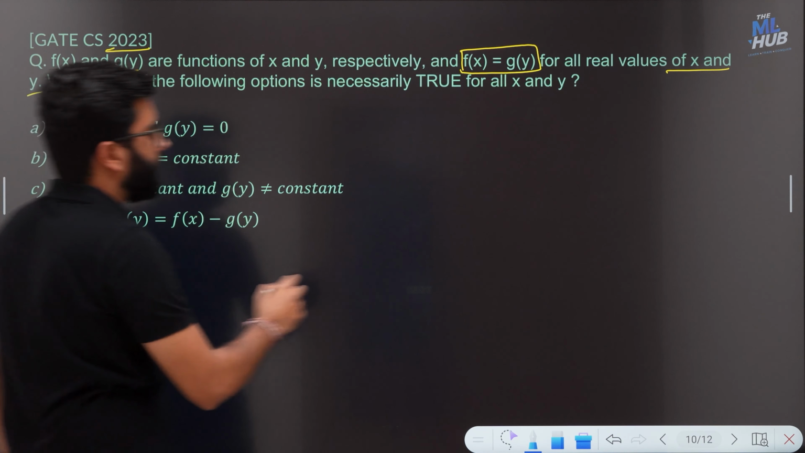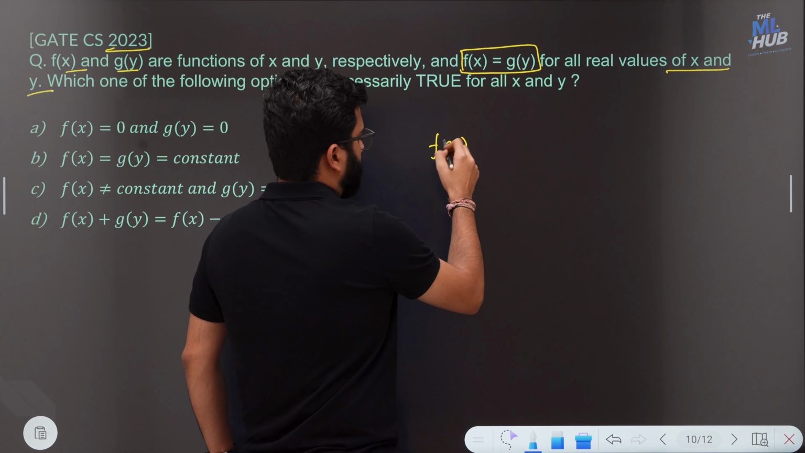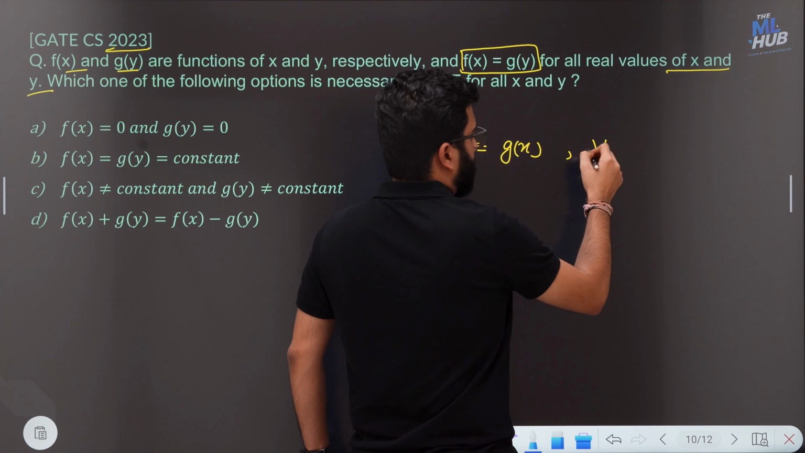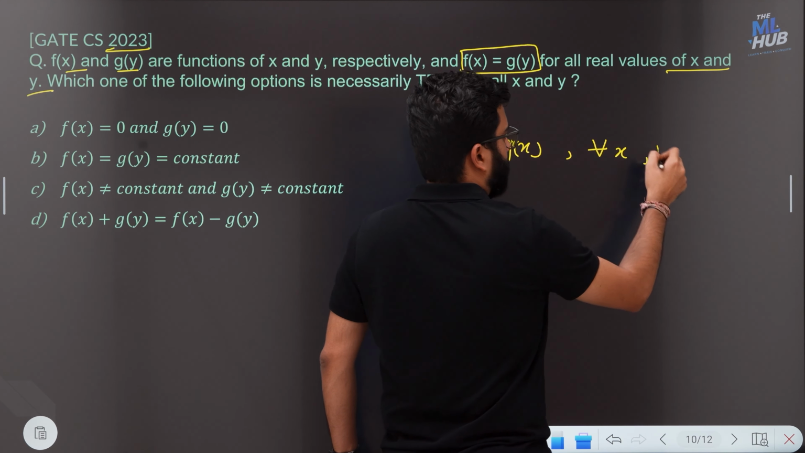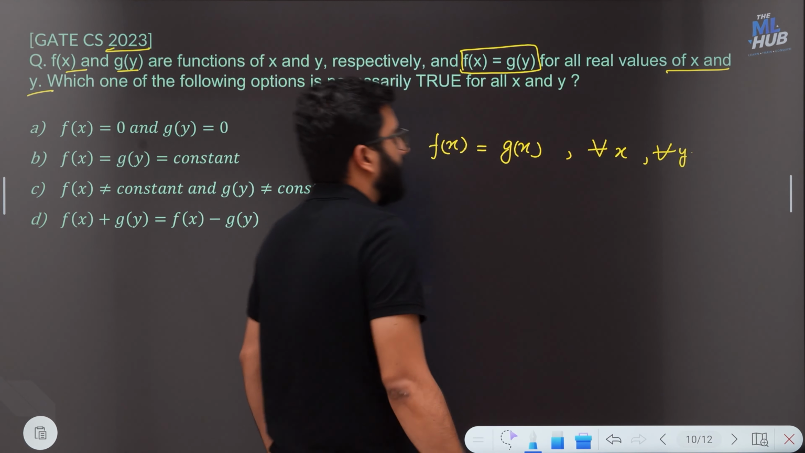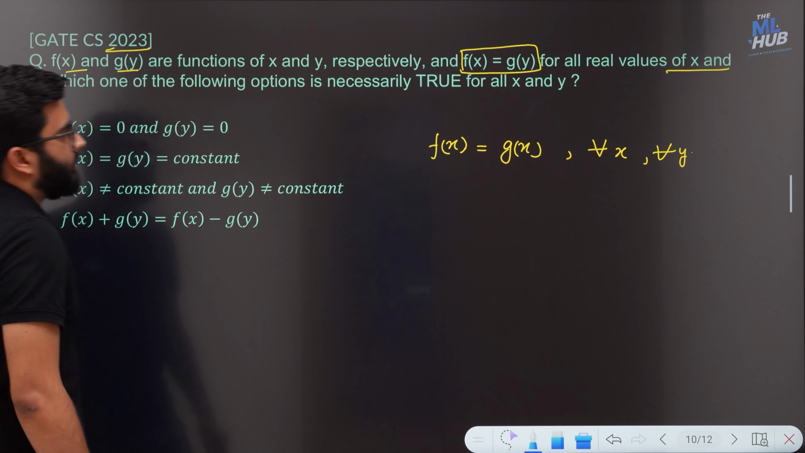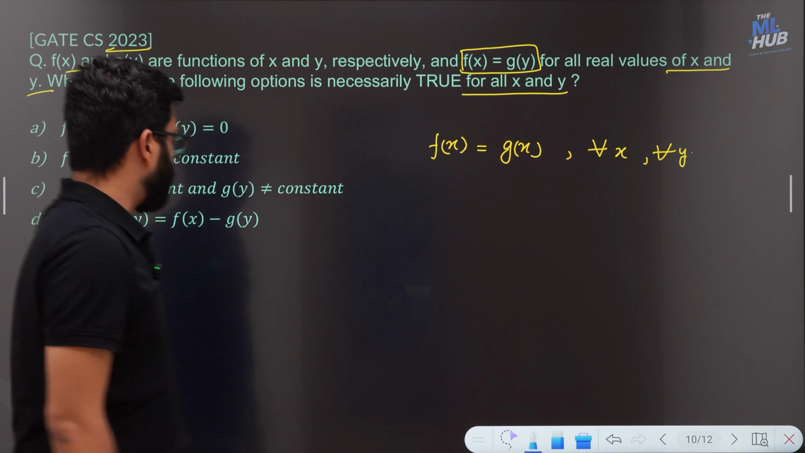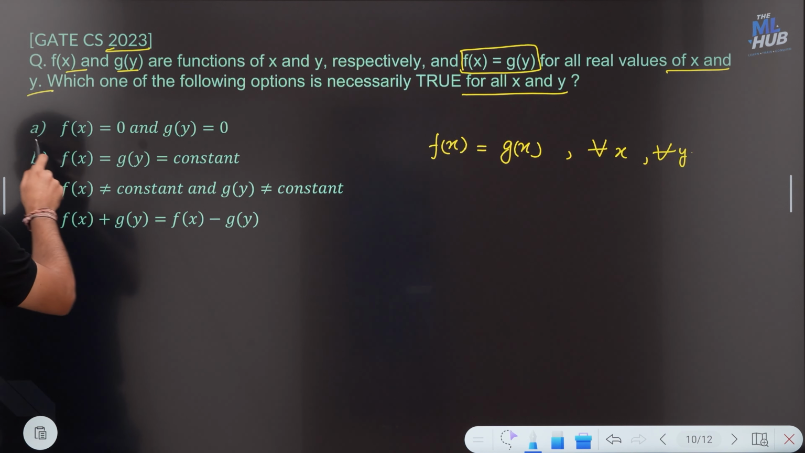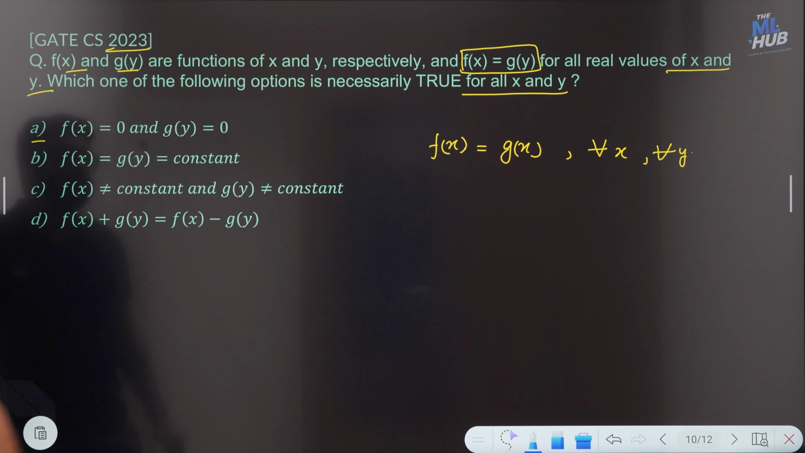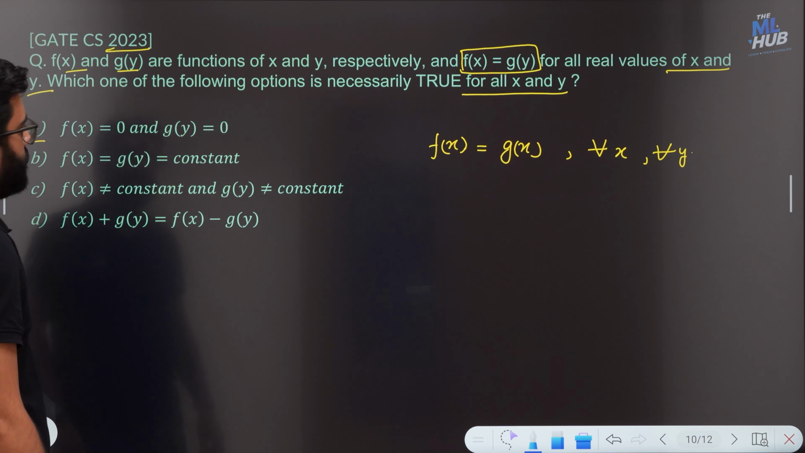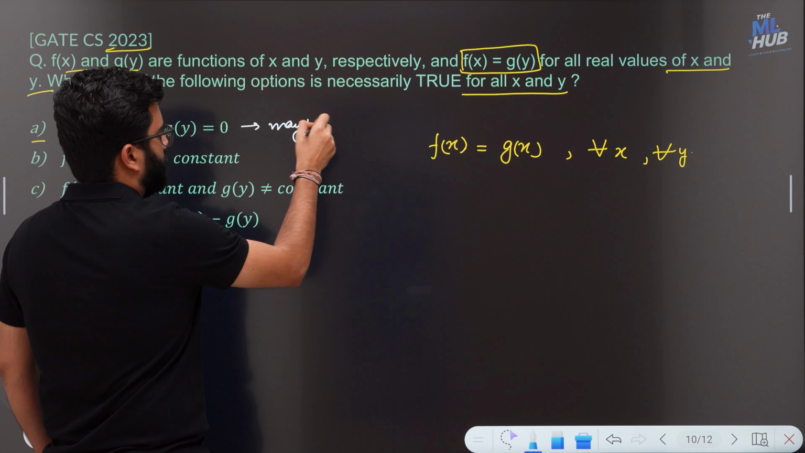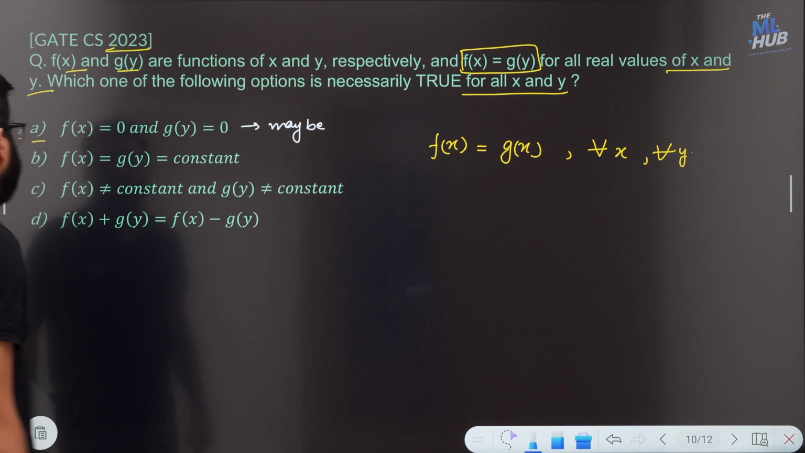f(x) is always equal to g of y for all real values of x and for all real values of y. It is given to us. Then which of the following options is necessarily true for all x and y? Which option will be necessarily true? So first option is f of x is 0 and g of y is also 0. Is it true? Can be, maybe. It can be a case.